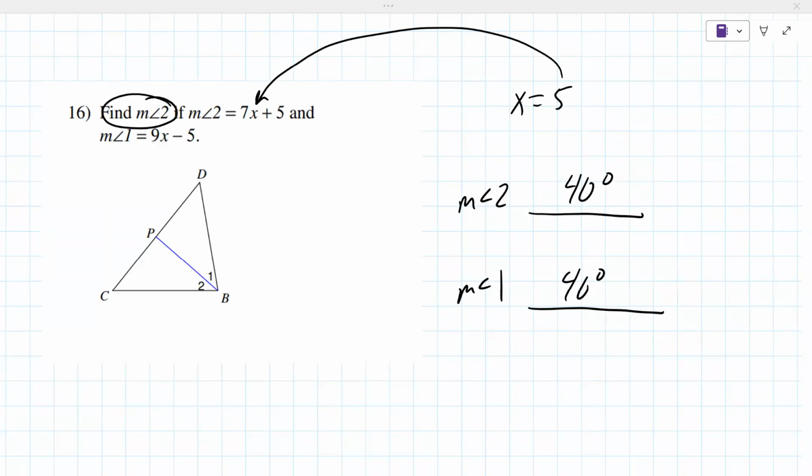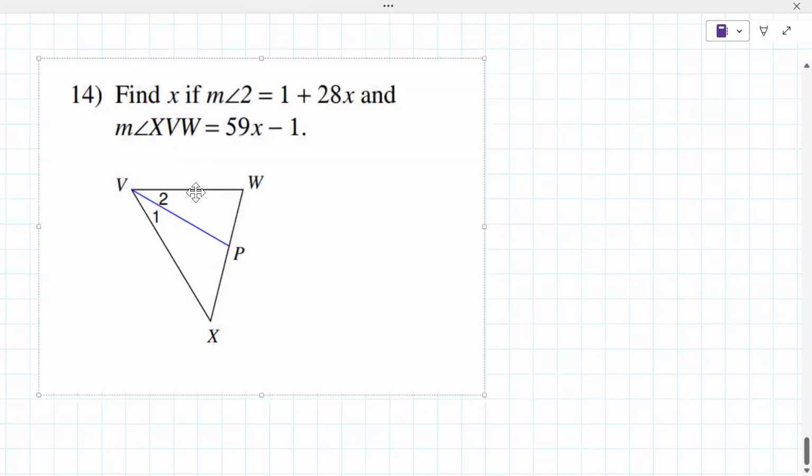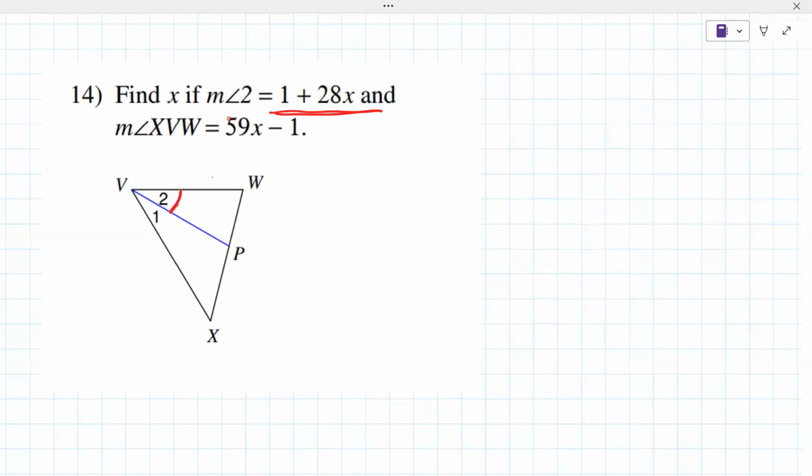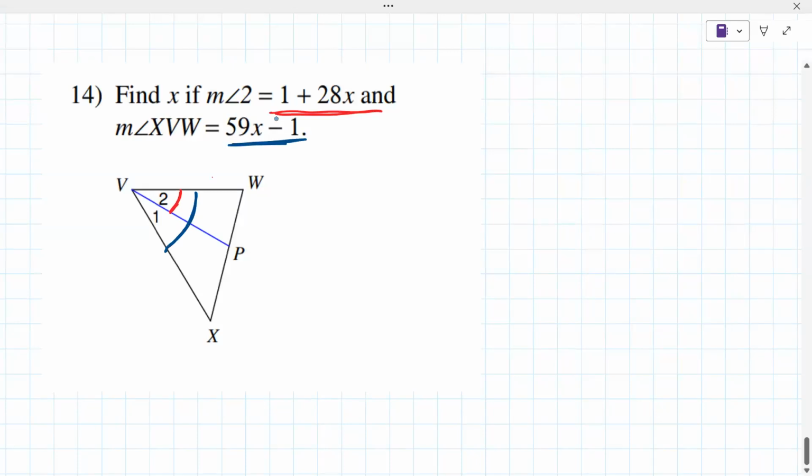All right, so there's a couple other variations on this angle bisector that they can give you, and this is one of them. They're telling you the measure of angle 2 is this right here, 1 plus 28x. But they're also saying the whole thing is 59x minus 1. So the way to proceed from here is to recognize that the measure of angle 1 is also 1 plus 28x. Why is the measure of angle 1 this expression here? Because they're congruent. They're congruent, yeah.